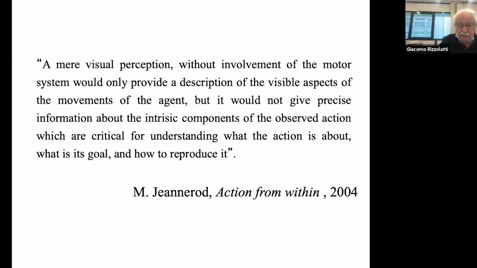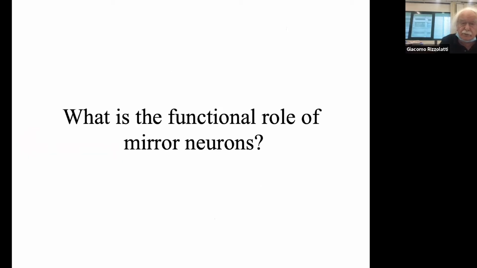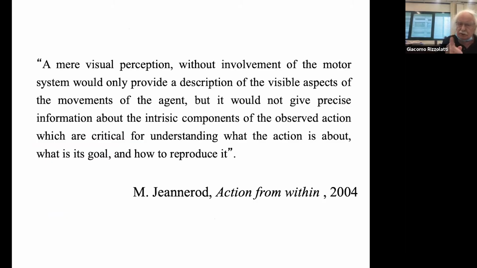Now, at this point, I can ask you, or ask myself, what is the functional role of mirror neurons? In a sense, I already told you, but there are two things. That's a very nice sentence by Marc Jeannerod: "A mere visual perception without involvement of the motor system would only provide a description of the visible aspect of the movement of the agent, but it would not give precise information about the intrinsic components of the observed action, which are critical for understanding what the action is about, what its goal is, and how to reproduce it." Forget for the moment reproducing it, imitation, I will talk about that, about creativity, but this is very important.